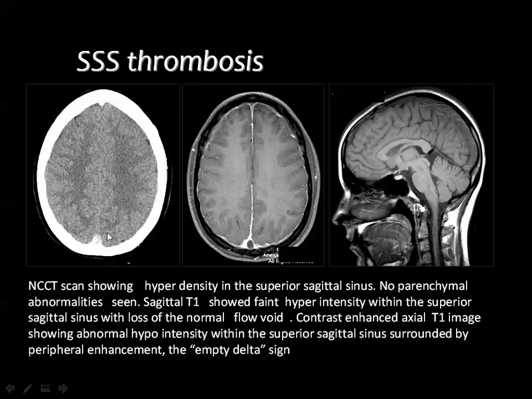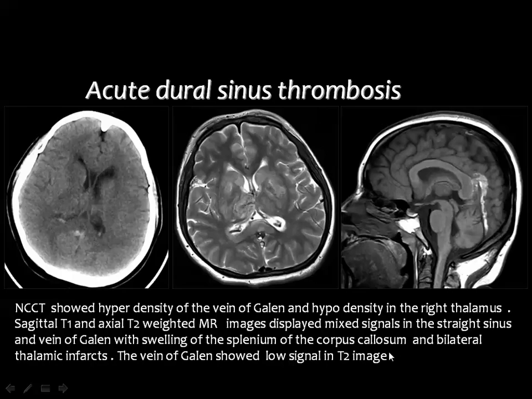In the CT scan, you will see the sinus hyperdense before injection of contrast. In MRI, if you inject contrast material, then you see the thrombus as a filling defect within the enhancing superior sagittal sinus. In the sagittal image, you see the sinus, there is no flow in the sinus, and in the T1 there is intermediate signal which will appear dark in the T2 weighted images, denoting that you are dealing with acute thrombus.